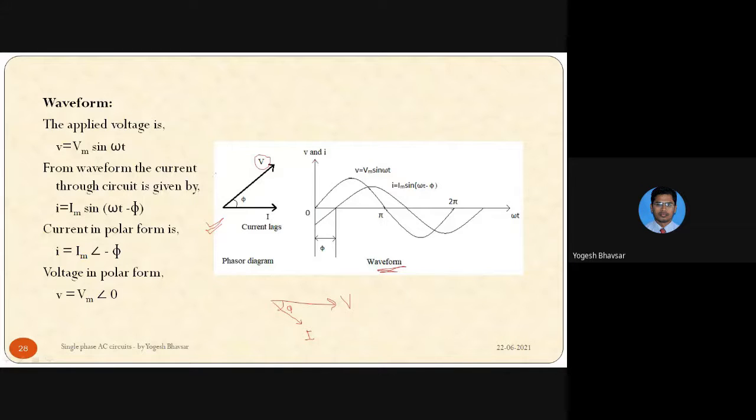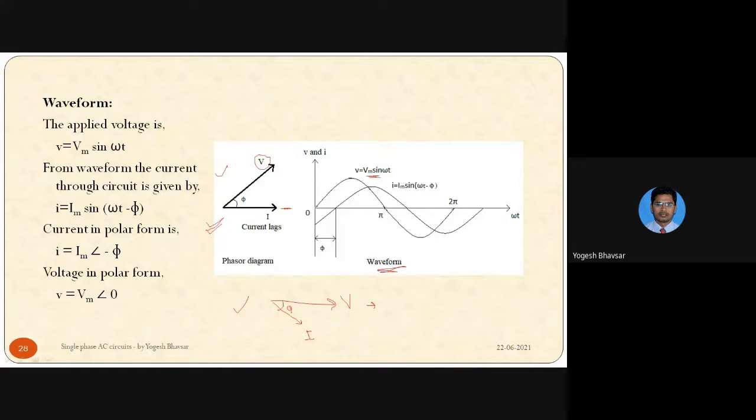Same thing. Only the thing is that here we are looking at voltage V on the horizontal axis and current is lagging V by phi. Same thing is here. Only we can see the current on the horizontal axis, right? So for the sake of simplicity, we'll just consider voltage as a reference.